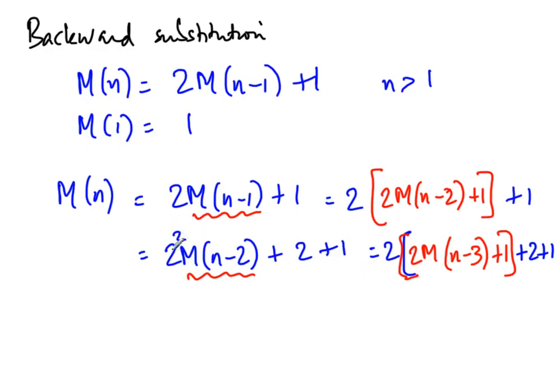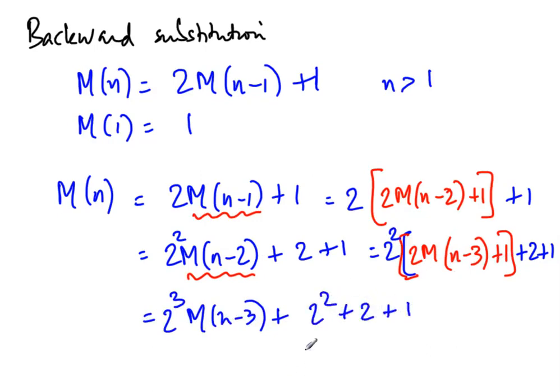So I had 2 times 2, right? So 2 squared m of n minus 2 plus 2 plus 1. So 2 squared into 2 m of n minus 3. So now I'm going to get 2 cubed, because 2 squared times 2 into m of n minus 3. And then the remaining term is going to be 2 squared times 1. So it's 2 squared plus 2 plus 1.